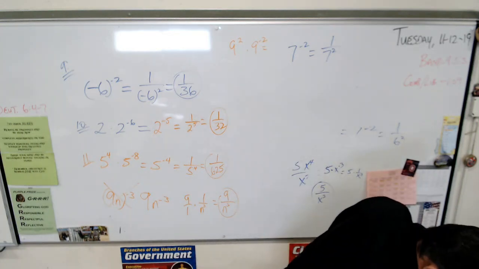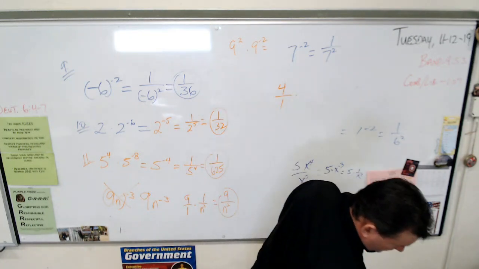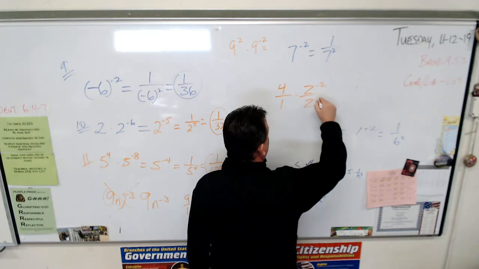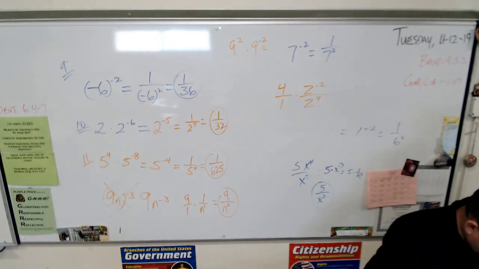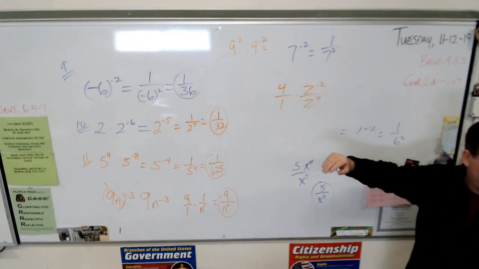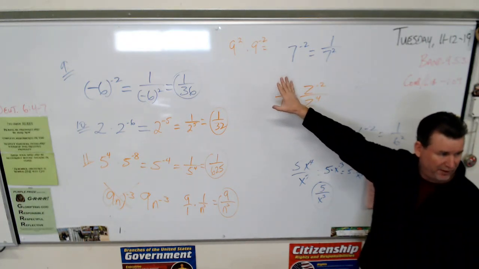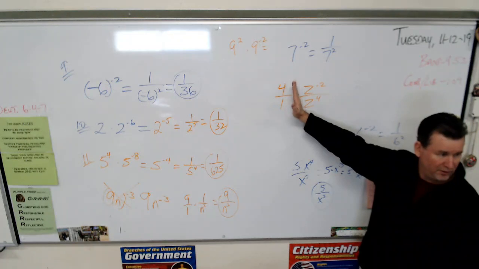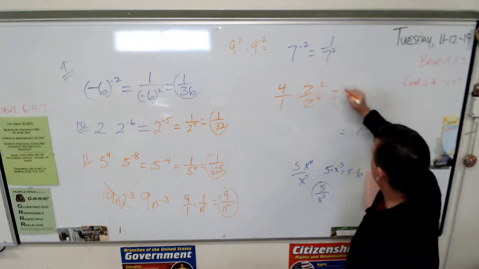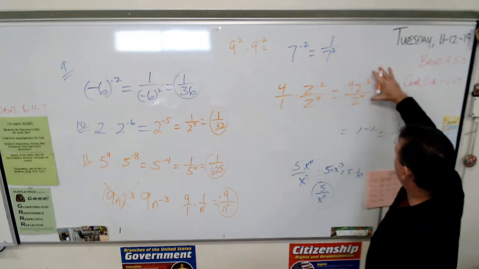4 over 1 times z to the negative 2 over z to the 4th. Now, let me stop there because I'm only doing this for you to see that you should forget the 4 for a minute. Pretend the 4 is not there. If you multiplied these together, what would you get? You would get what's in the book: 4z to the negative 2 over z to the 4. This is the problem that's in the book, right?